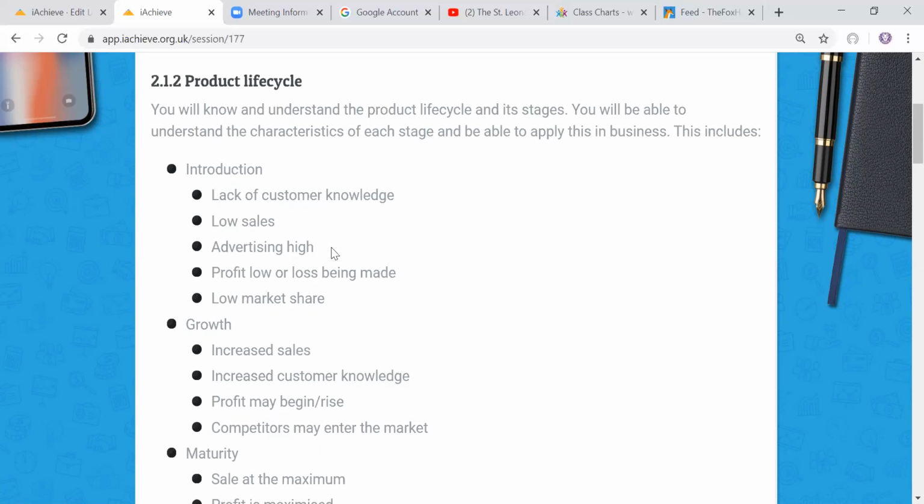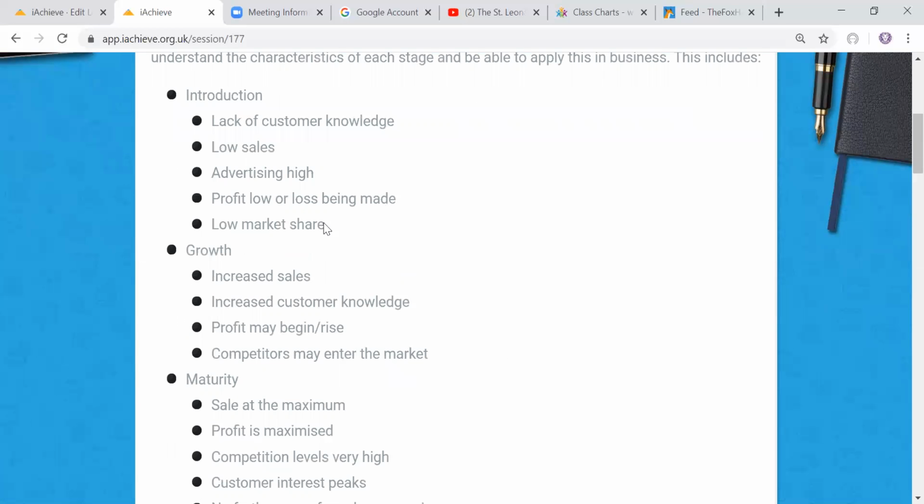So for products that make it out of the introduction phase, for those that begin to gain traction, for those that begin to gain sales, they move into what's referred to as the growth phase. In the growth phase, sales increase. Customer knowledge about your product increases. Profit may begin in this phase, and if it's already begun, it will rise up in this phase fairly dramatically. And competitors may begin to enter the market. The reason why competitors enter the market now is because you've already proved the concept in the introductory phase. So they're going to try to copy you and do it better in the growth phase.